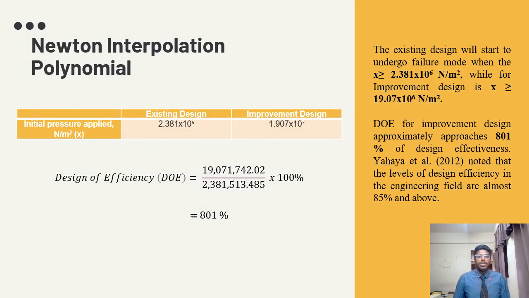Using Newton interpolation polynomial, we found that the existing design will undergo failure when the stress increases more than 2.318 mega Newton per meter square compared to the improvement design, which is 19.07 mega Newton per meter square. Using this value, we calculated the design efficiency, which was 801%.